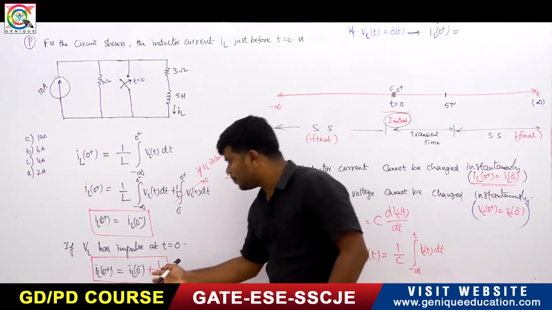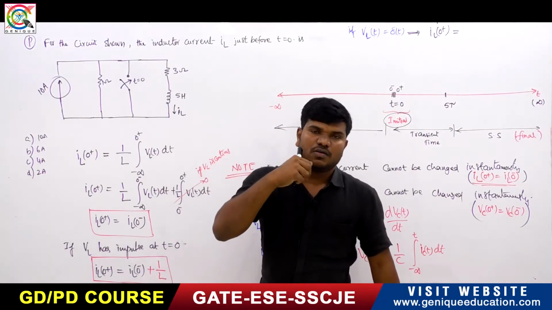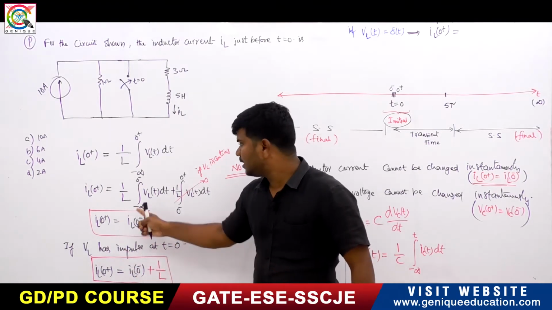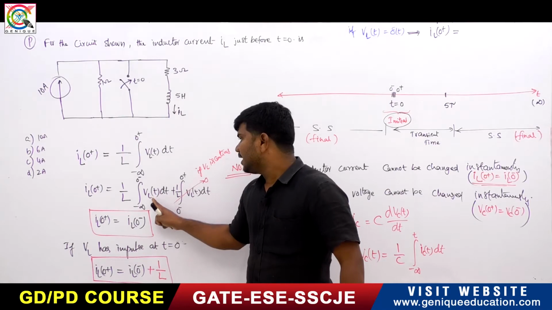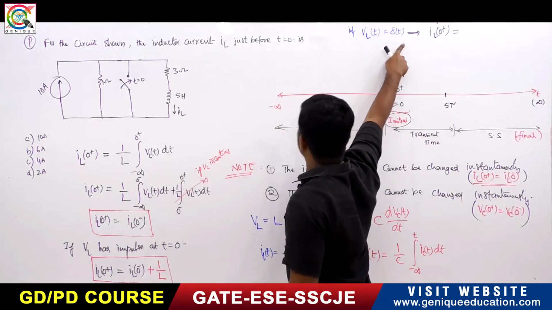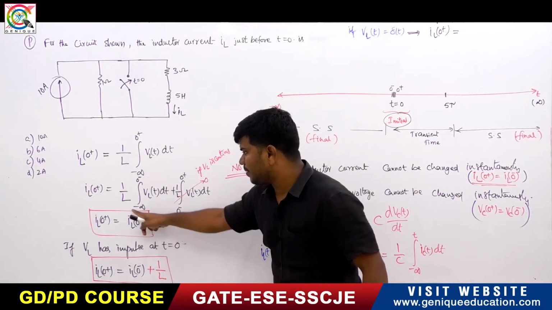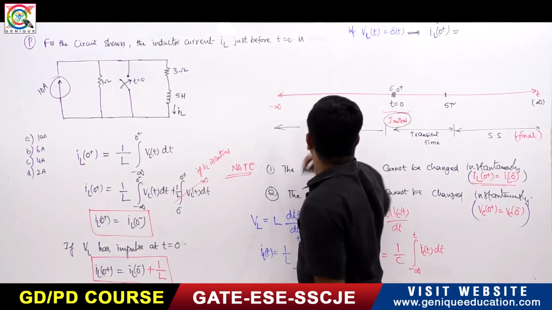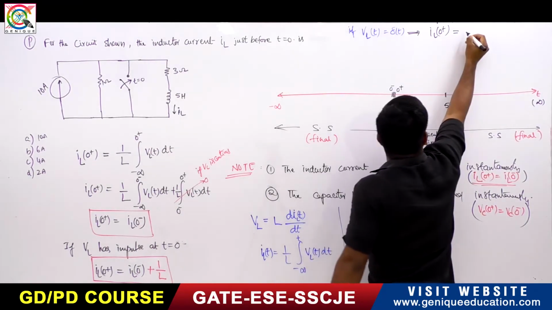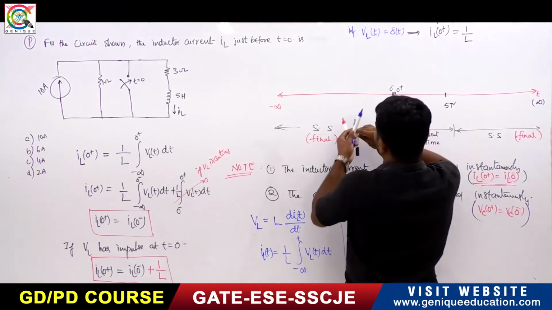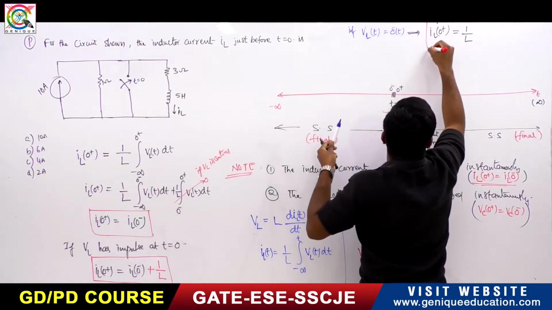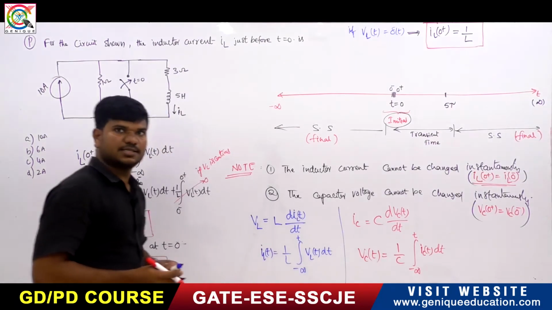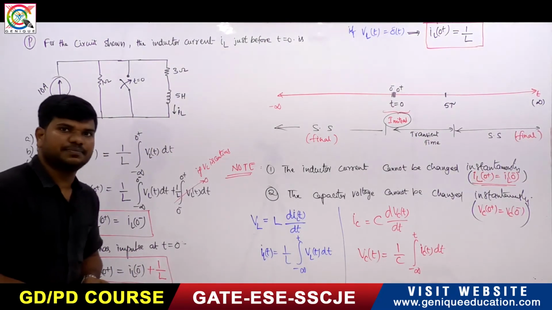So before t equals 0, the current is 0, right? VL(t) is delta(t). From minus infinity to 0-, it will be 0. Only this term will be existing. So IL(0+) will be equal to 1 by L. This is also very important. These are the two special cases of the inductor current.